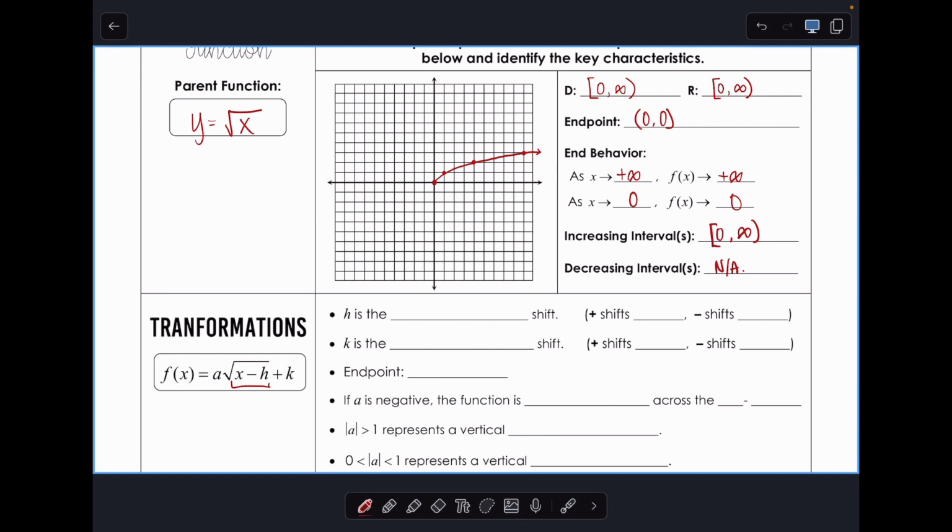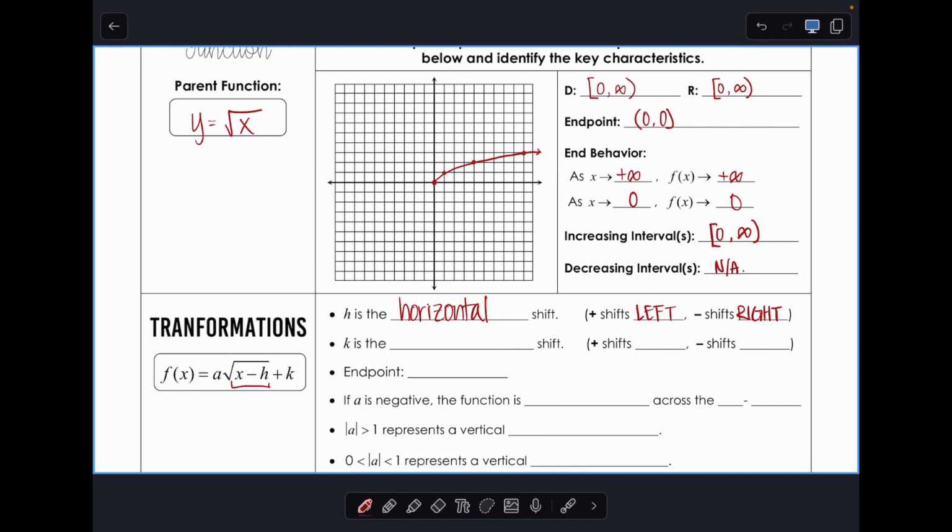So you can imagine invisible parentheses around them. h is the horizontal shift. So if I have a plus h, which way am I going? To the right? Opposite, people. If I have a plus h, then it's shifting to the left. If I have a minus h, it's shifting to the right.